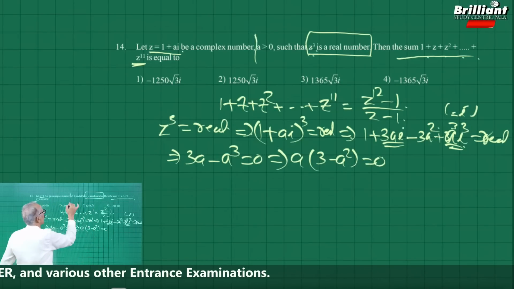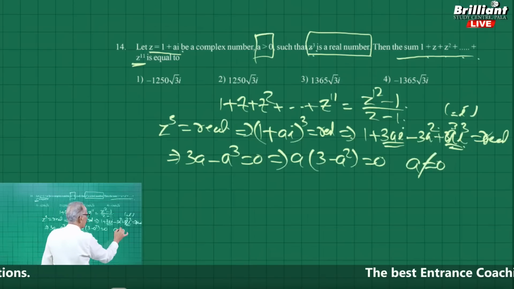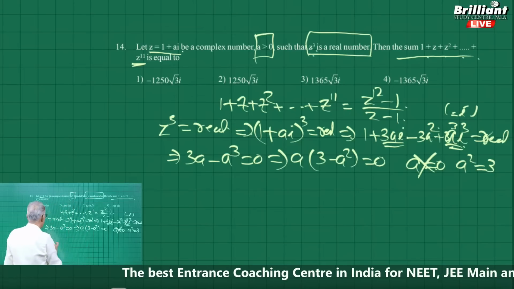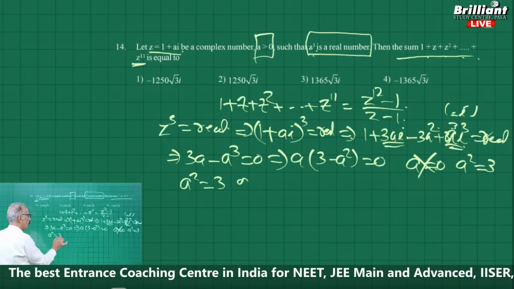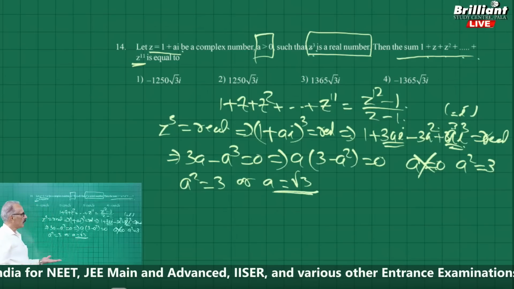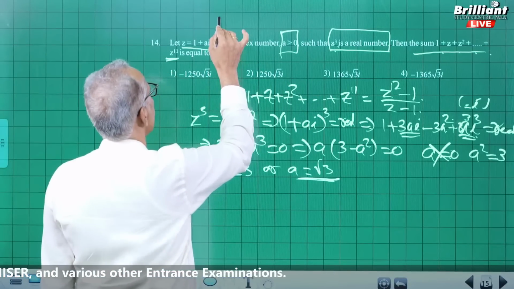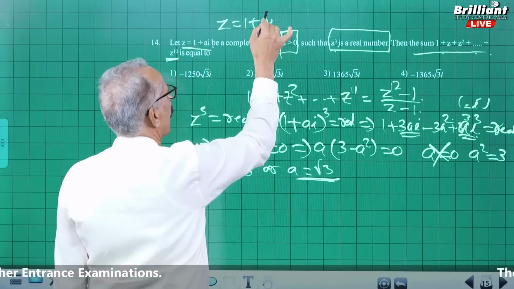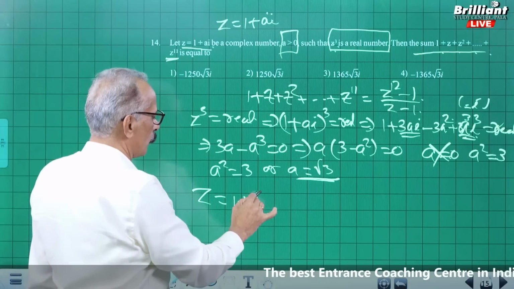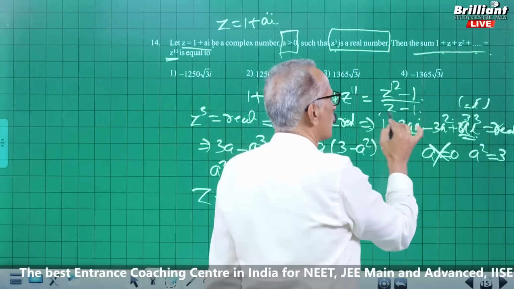Now read the question: a is greater than 0. Therefore a cannot be 0, so a equal to 0 is ruled out. Your a square is equal to 3, and remember a is greater than 0, so a is root 3, not minus root 3. Now z is equal to 1 + ai, therefore z will become 1 + root 3 i. And remember, this z raised to 12 was our question.